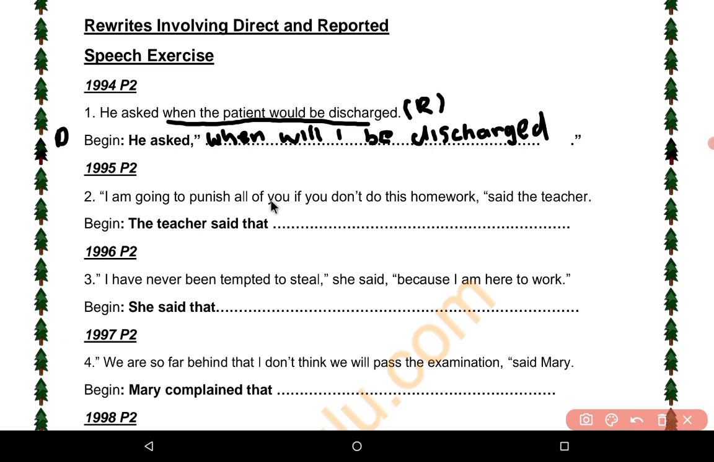I'm going to punish all of you if you don't do this work, said the teacher. So have you seen? You need to start with the teacher. So the teacher said that. They've stated the teacher told. Now it is not referring to anyone here. So the teacher said that I is going to change automatically to he. Am going will change to was going.